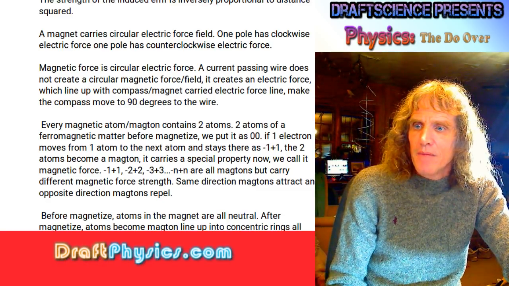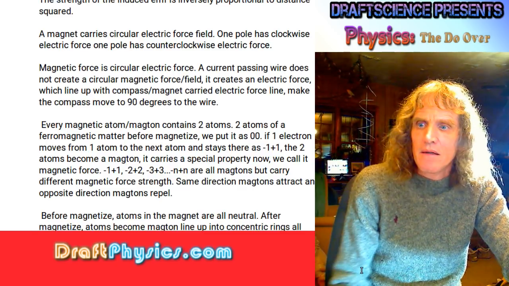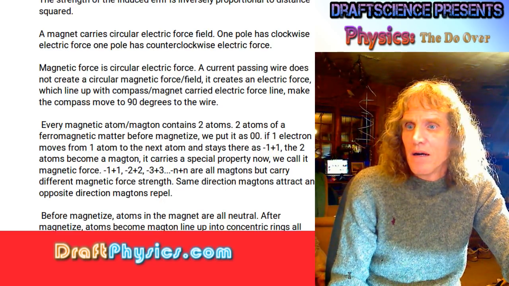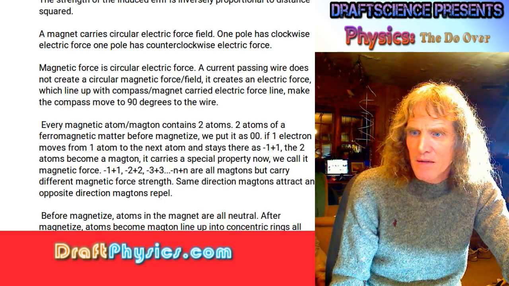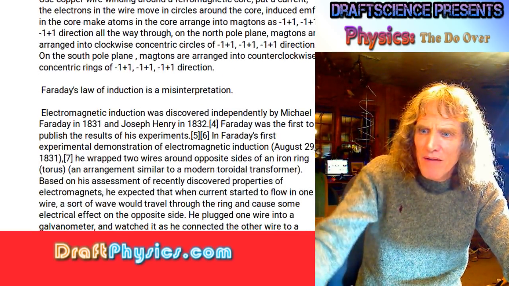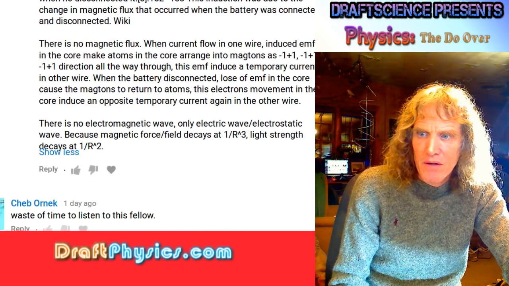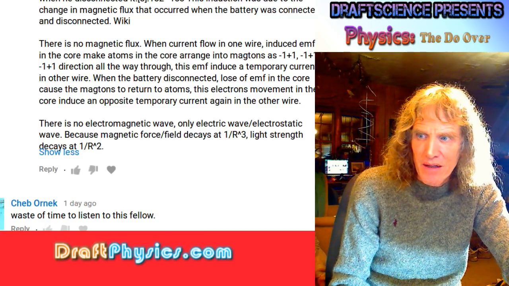Every magnetic atom, magneton, contains two atoms. Well, that's ridiculous. Two atoms of a ferromagnetic matter before magnetized. So look, whatever this is, why do I have an obligation to read all this? Who are you? What is all this? You're not going to prove it with anything.